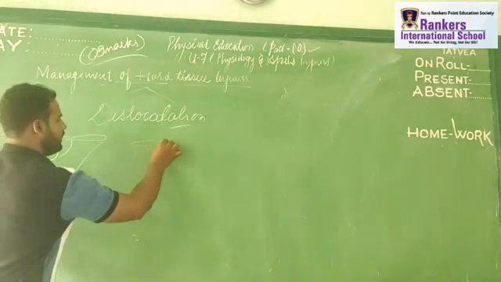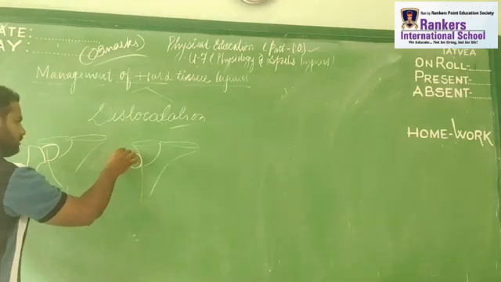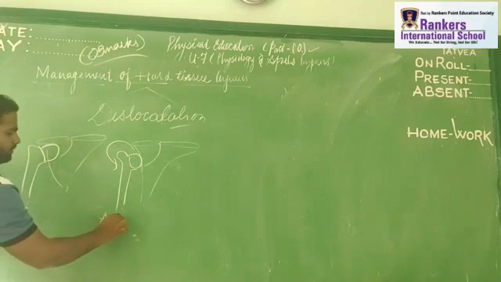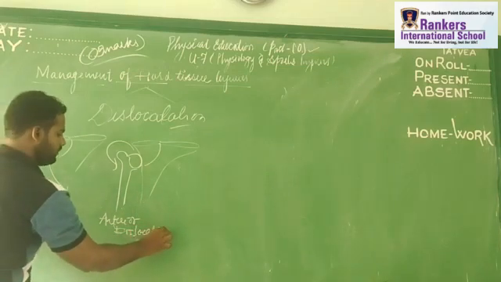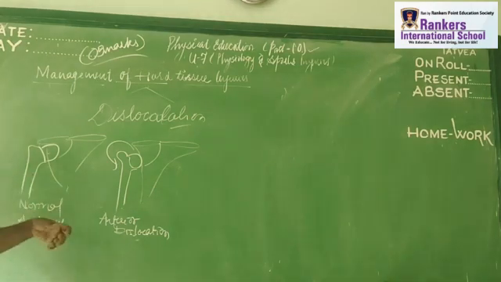Now what happens if this bone is gone down, displaced down, it means it is anterior. So which dislocation will this be, students? Anterior dislocation. When this bone is shifting downward, what do we call it? Anterior dislocation. This is a simple question, right? So we call it normal anatomy of shoulder, and this is the anterior dislocation.